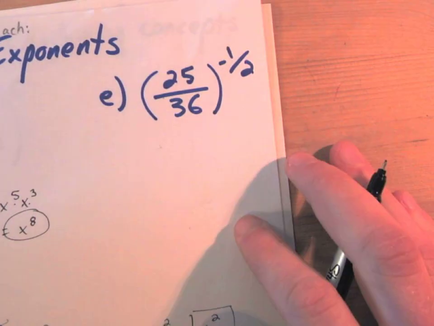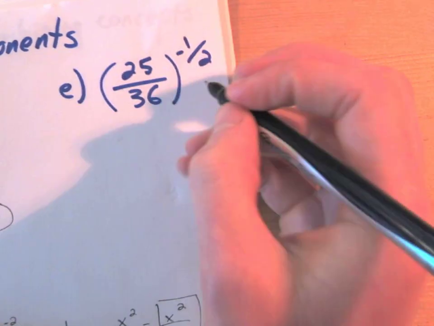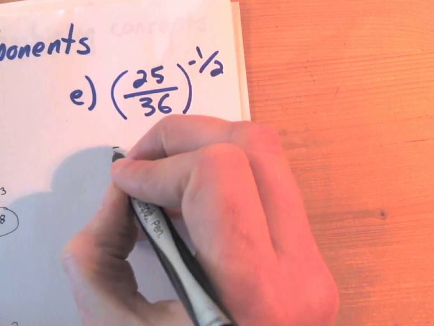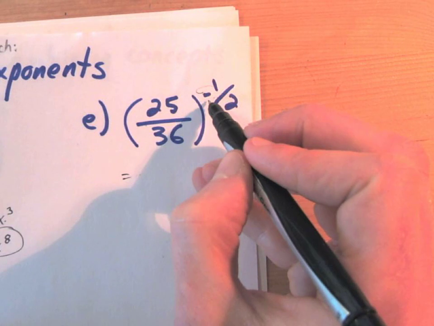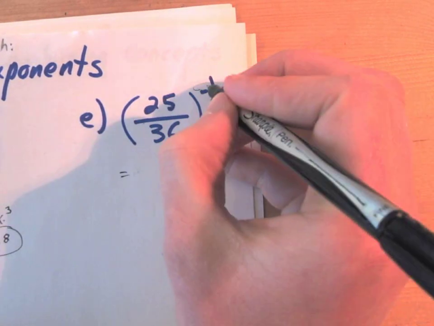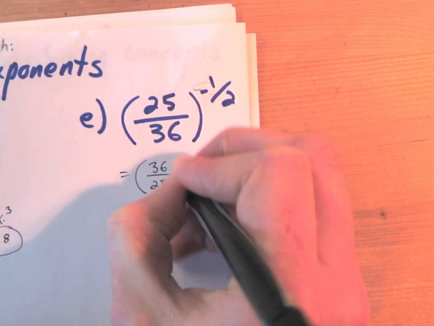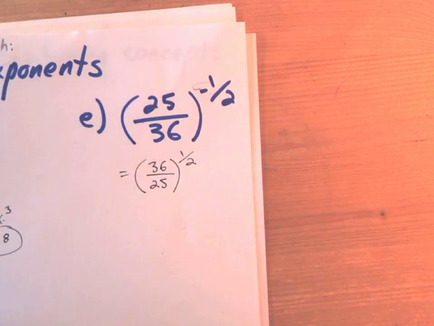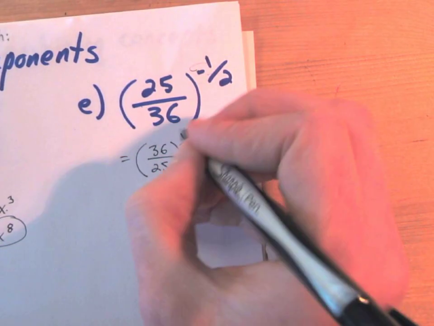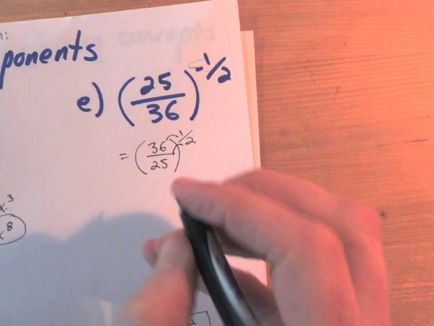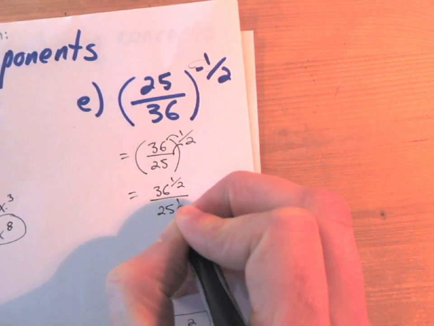Alright, so now we're on to E here, which is 25 over 36 to the negative 1/2. So here, let's just go ahead and flip the 2 because there's a negative sign out here, and we'll distribute it to the inside afterwards. So it's the same as 36 over 25 to the power of positive a half. I can get rid of that negative sign just by flipping everything on the inside. So now I can distribute this half to both those numbers. So it's going to be 36 to the half over 25 to the half.